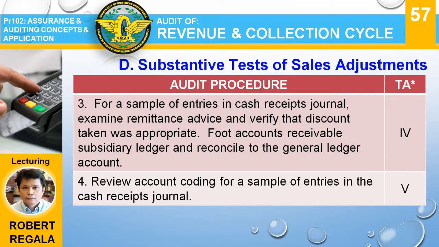Number 4, review account coding for a sample of entries in the cash receipts journal. To determine that the transactions were coded correctly and will result in proper presentation and disclosure, the auditor compares entries in the cash receipts journal with the remittance advices.